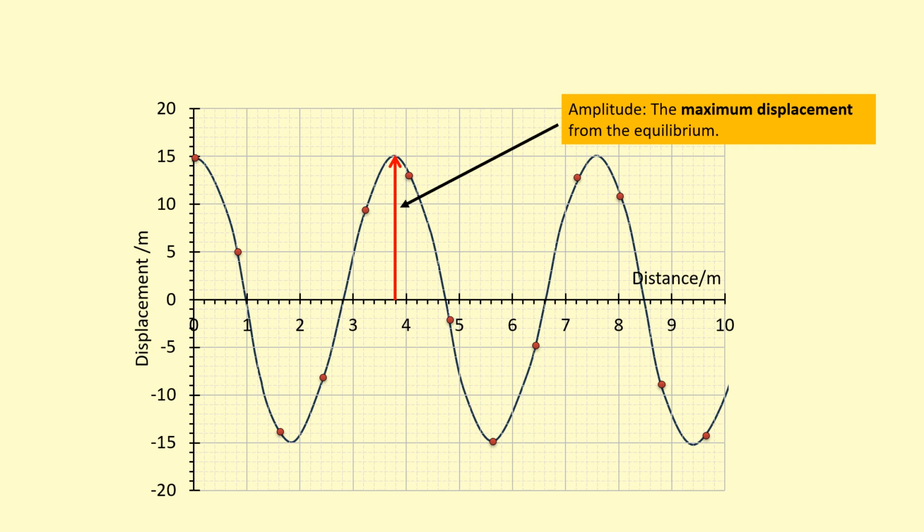The most important displacement is the amplitude. The amplitude is the maximum displacement from the equilibrium line. So in this example, it's 15, okay, 15 meters.